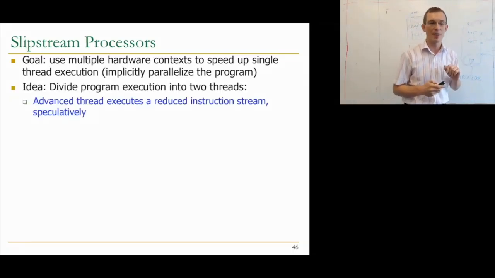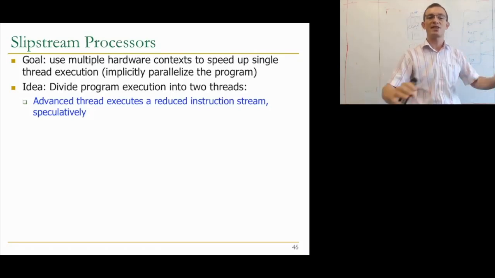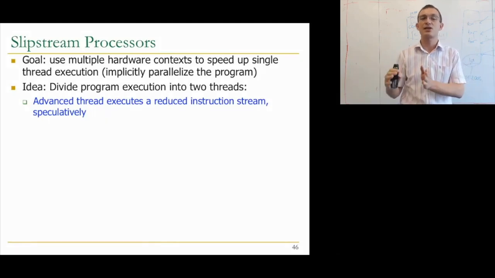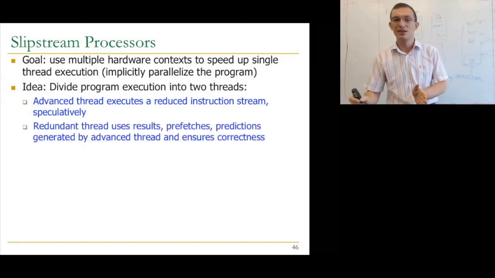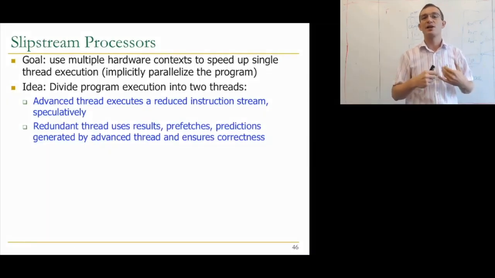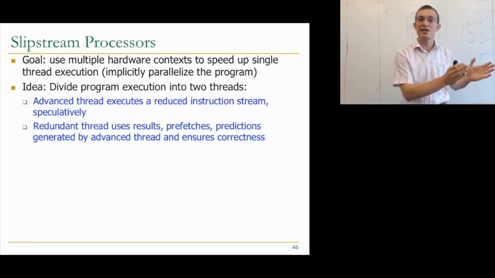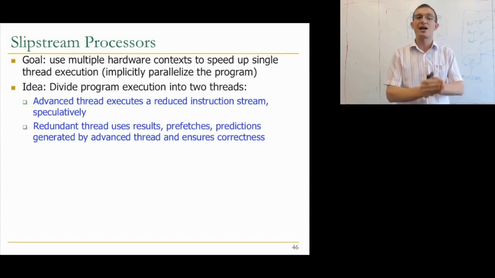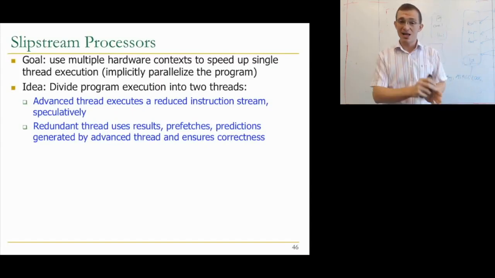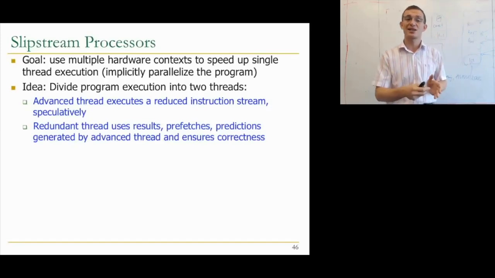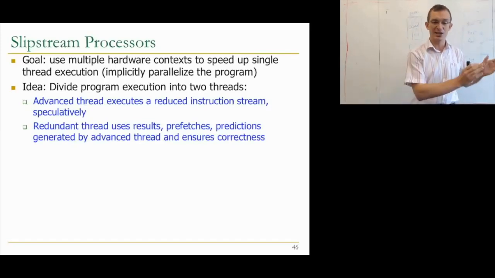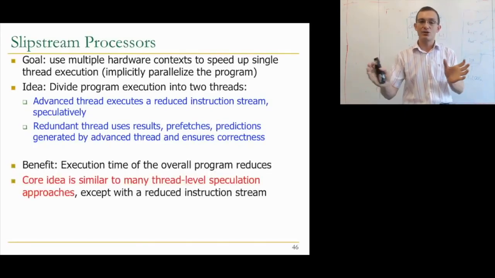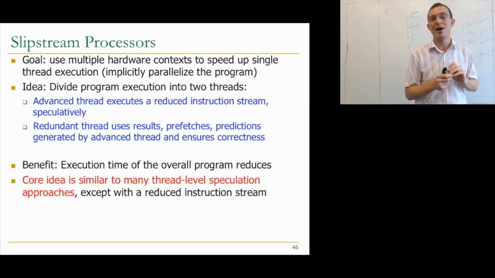Implicitly parallelize a program. The idea in Slipstream is to divide the program execution into two threads, the advanced thread and the redundant thread. The advanced thread executes a reduced instruction stream speculatively. And the redundant thread uses results, prefetches, and predictions generated by the advanced thread to speed up, and ensures correctness. The redundant thread basically executes every single instruction, but it executes it faster because the reduced instruction stream provides some execution hints to it. The benefit is that by having these two threads, the execution time of the overall program reduces.